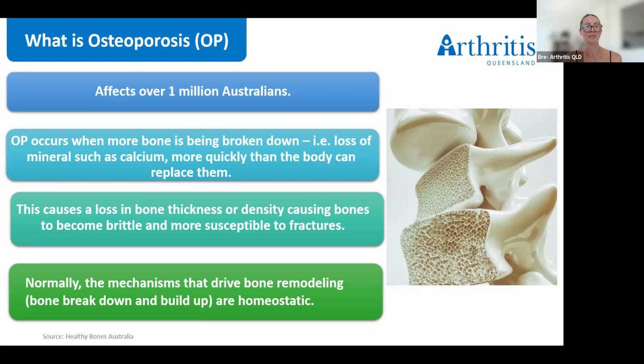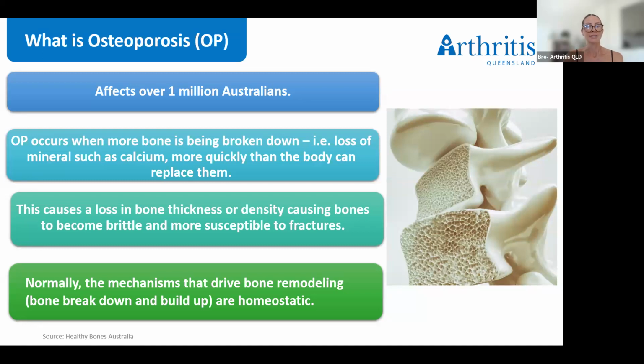susceptible to fractures. So in a normal healthy bone, the mechanisms that drive bone remodeling are homeostatic. So this means that the bones that break down are being built back up again at the same pace. So there's no loss of bones. So they actually remain the same strength.